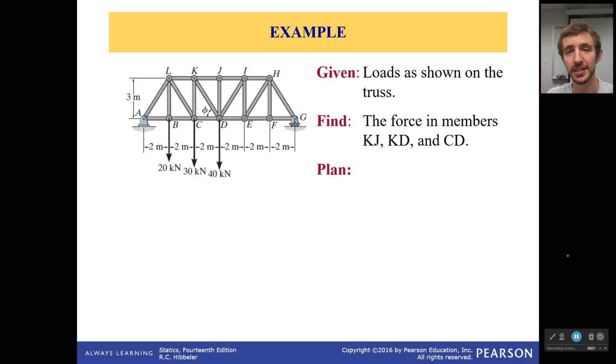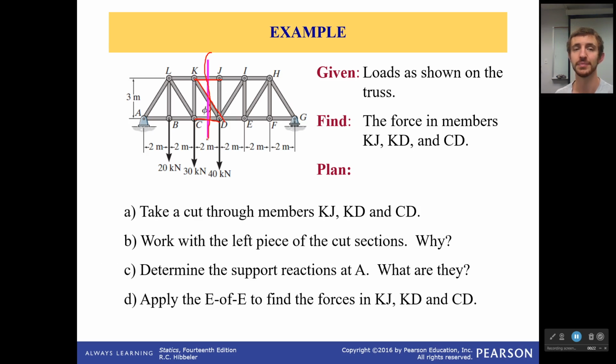Hi everyone, welcome back. So this time we're going to do an example where we use the method of sections to solve for the forces in members KJ, right here, KD, and CD. So luckily for us, it looks like there'll be a nice little cut right there we can do to achieve this. So what's your plan?